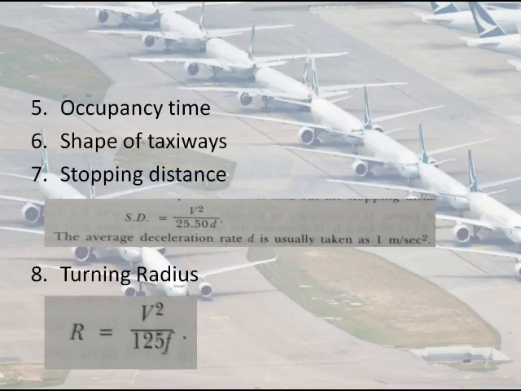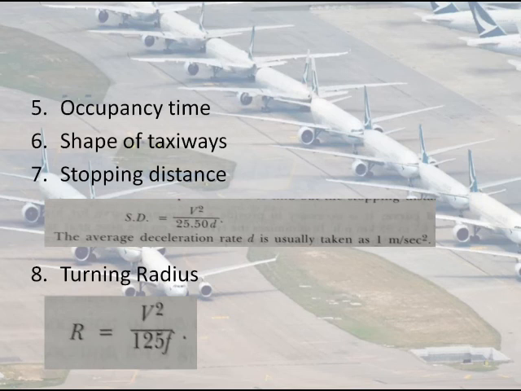It is necessary to provide sufficient distance to comfortably decelerate an aircraft after it leaves the runway. This distance is measured from the edge of the runway pavement along the exit taxiway, and it is known as the stopping distance. The equation used to find out the stopping distance is as follows. The stopping distance is equal to v square divided by 25.50 d. The average deceleration rate d is usually taken as 1 meter per second square.